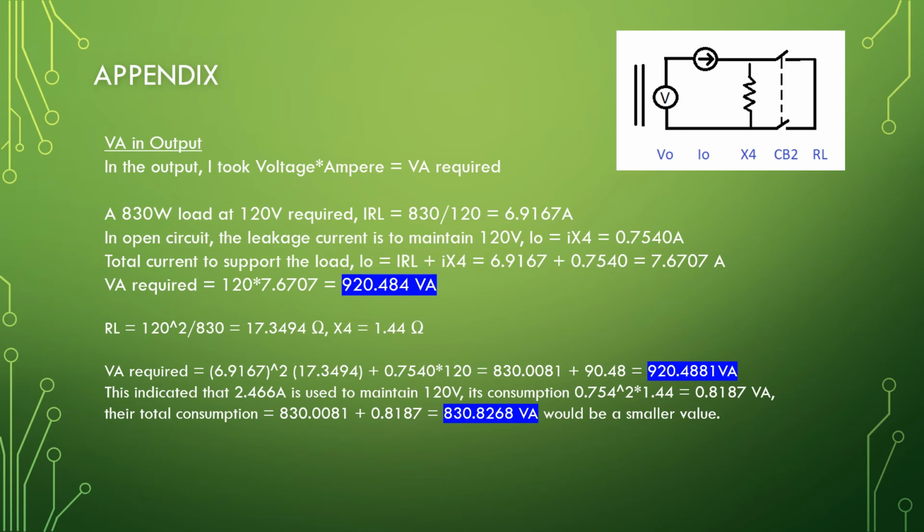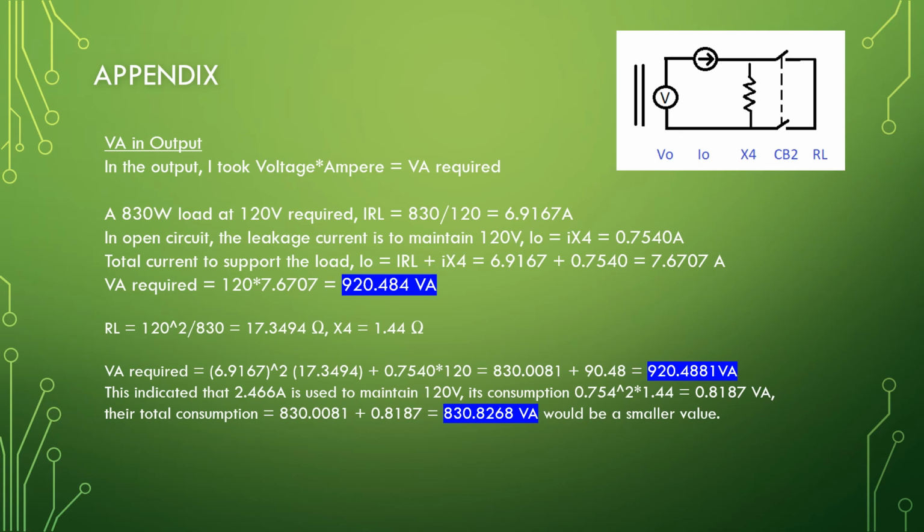Appendix: VA in output. In the output, voltage times ampere equals VA required. An 830 watt load at 120 volt requires IR equal to 830 divided by 120, equal to 6.9167 ampere. In open circuit, there is leakage current to maintain 120 volt.